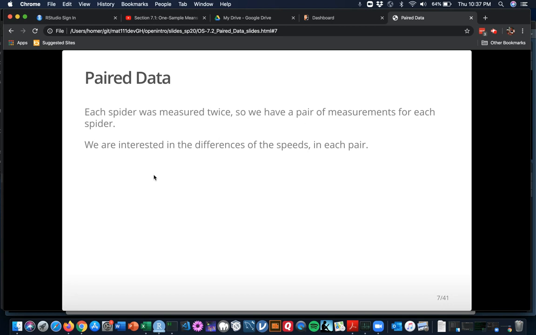So what you've got here is paired data. Each spider was measured twice. We got this pair of measurements for each spider, but we're interested in the difference of the numbers in the pair. We're interested in the difference of the speeds.